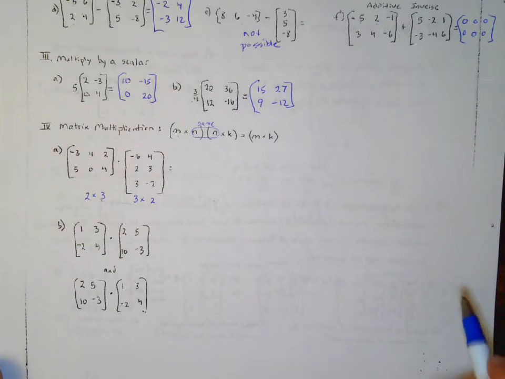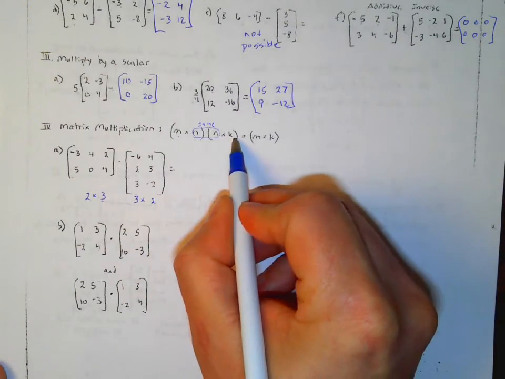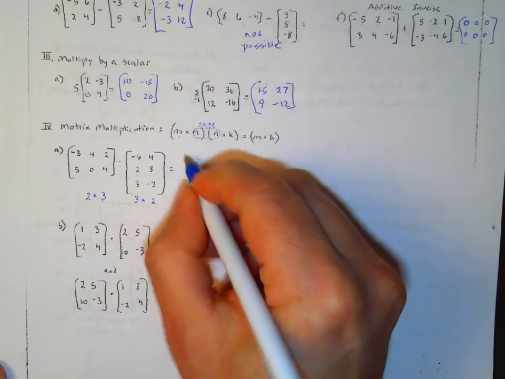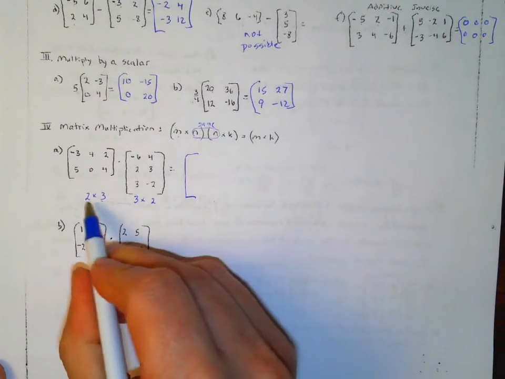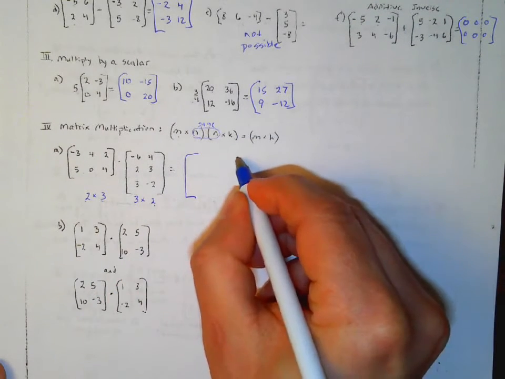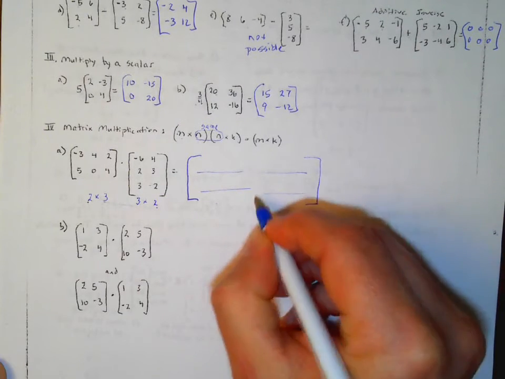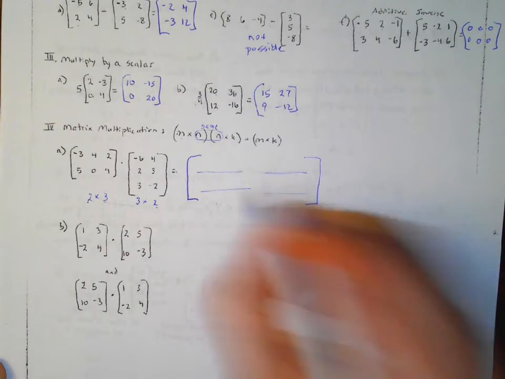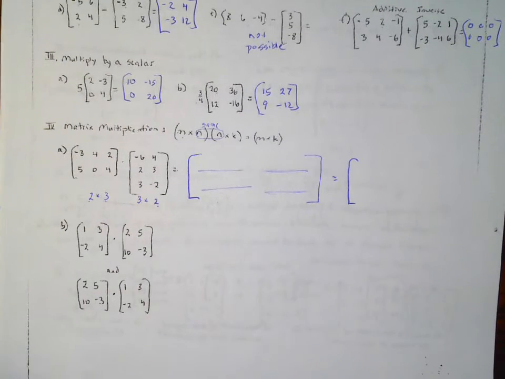We're good. My answer is going to be the m by k. Okay, that's my resulting matrix. So I know my resulting matrix, when I multiply them together, is going to be a 2 by 2. So a 2 by 2. And you'll see why I put some longer lines there in just a minute. Okay? Now this is how we work it out.